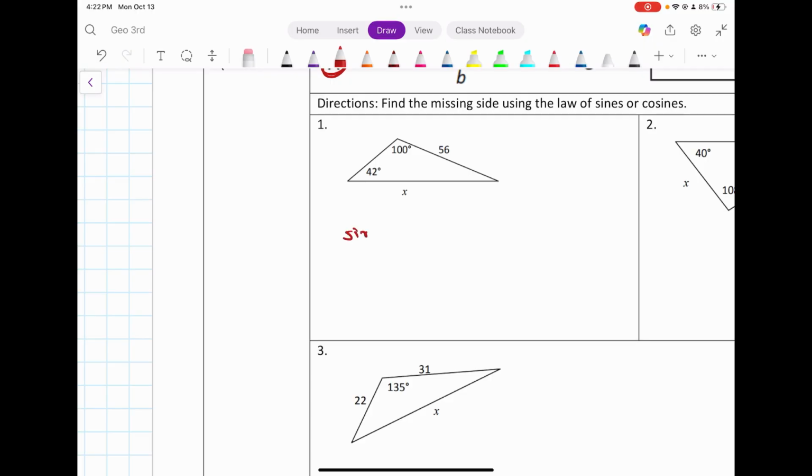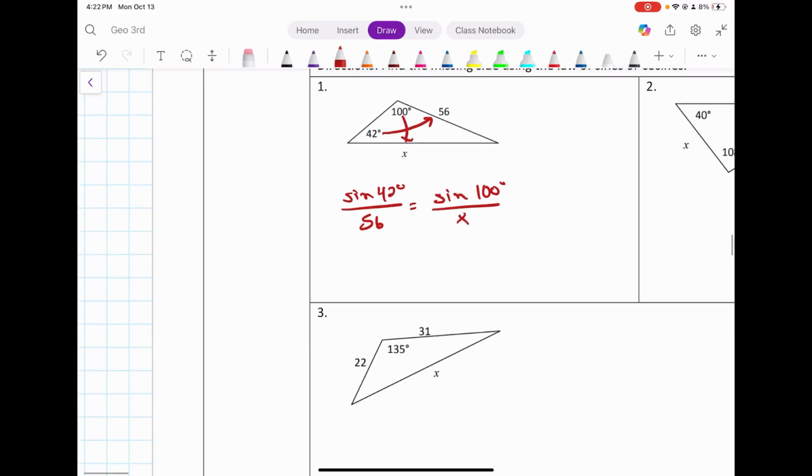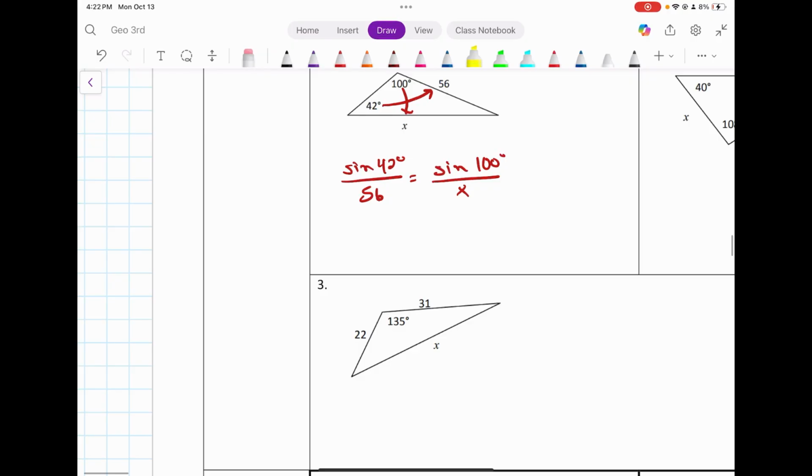The sine of 42 degrees over the side across from it, or 56, is always going to equal the sine of 100 over the side across from it, which is x. This is what's known as a proportion. A proportion is simply a fraction that's equal to a fraction.